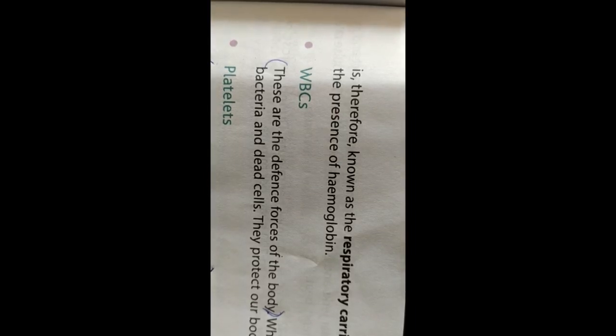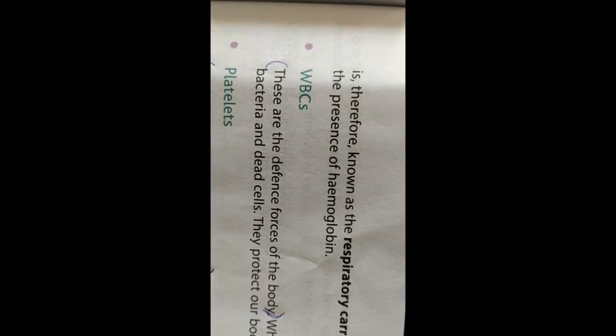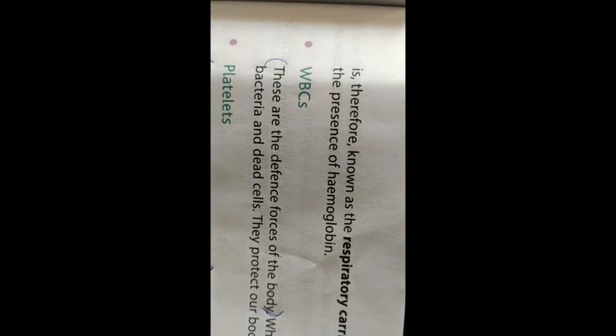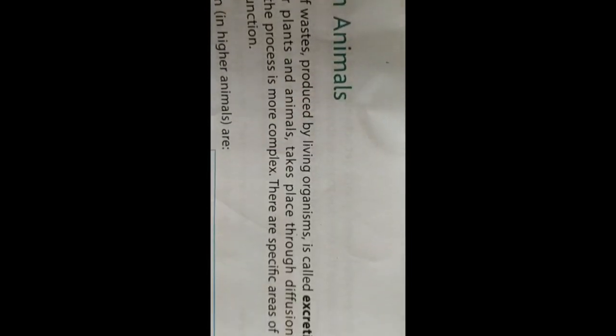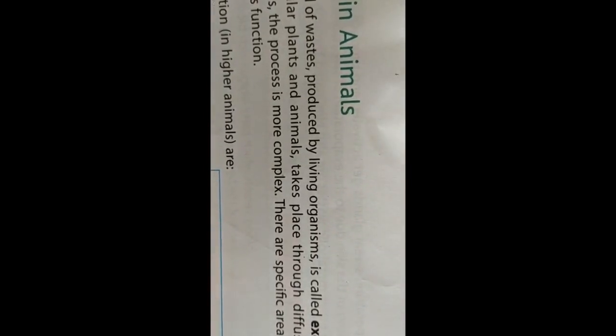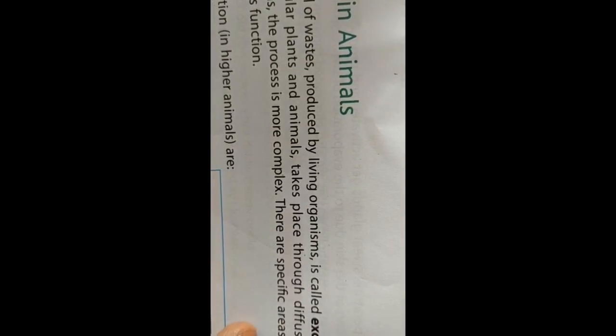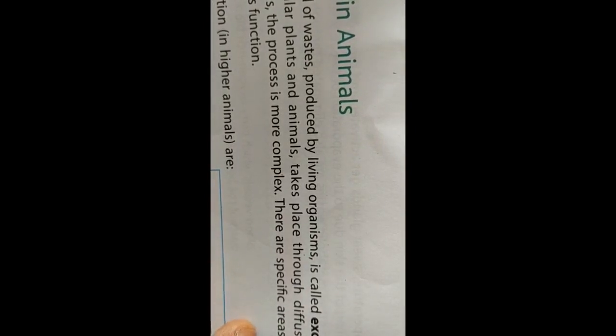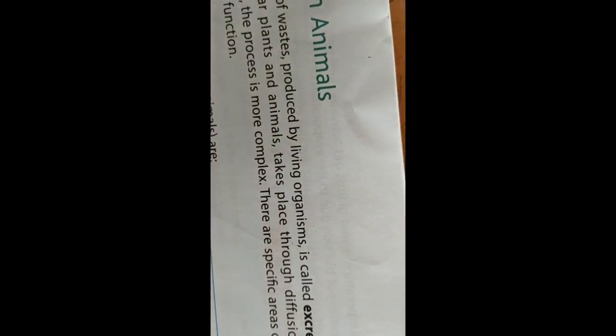After writing E4, one diagram you have to draw, children, that is E5. Draw a neat and well-labeled diagram of human excretory system. See here, it is given in page number 123. Human excretory system. This one is the human excretory system. You have to draw it and then you can color it also and then label it. Okay?